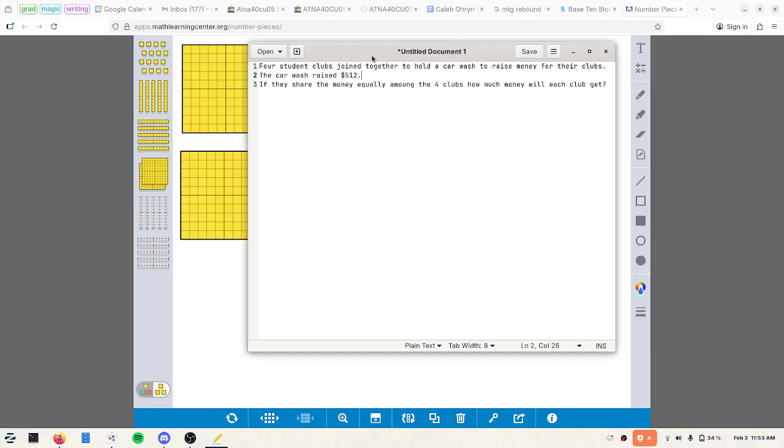4 student clubs joined together to hold a car wash to raise money for their clubs. The car wash raised $512. If they share the money equally among 4 clubs, how much money will each club get?